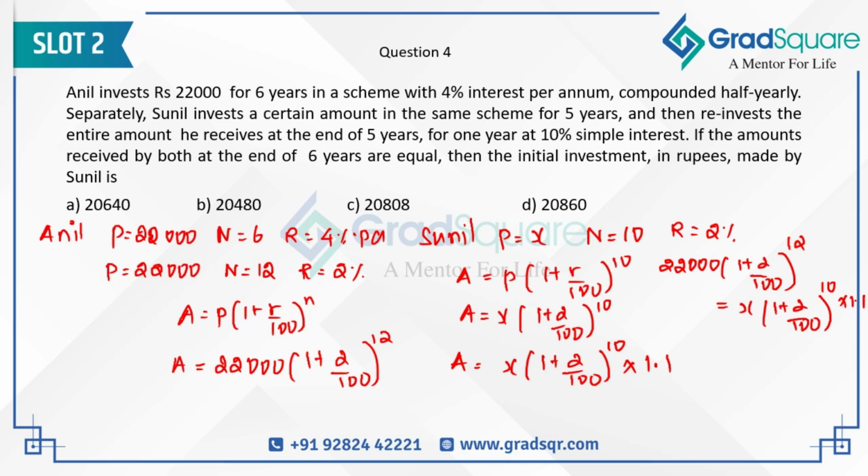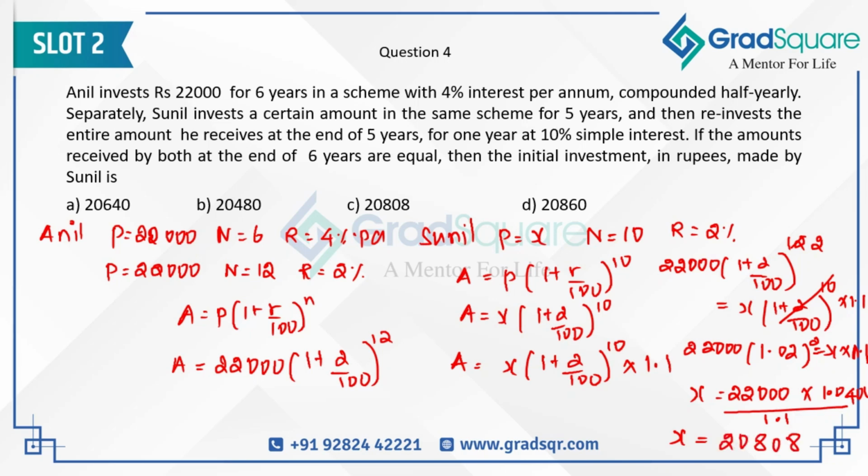Now let me simplify this. Simplifying this is going to give me, this entire thing will get cancelled. I have 2 as an exponent. 22,000 into 1.02 the whole power 2 equal to X into 1.1. That means X will be equal to 22,000 into 1.0404 divided by 1.1. So that makes Sunil's investment to be 2808. So option C is the answer for this question.